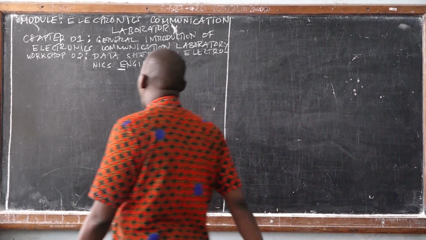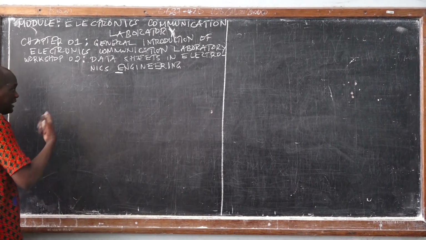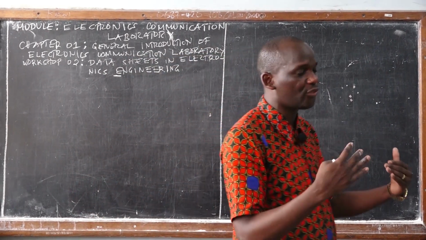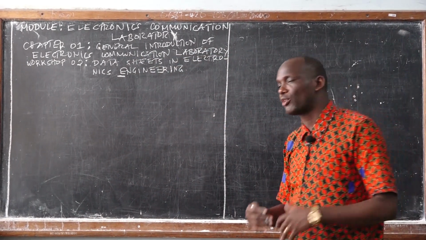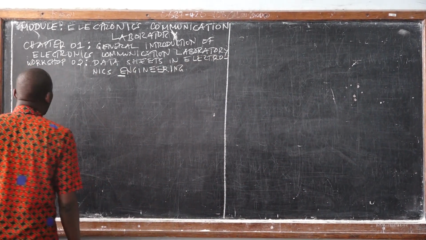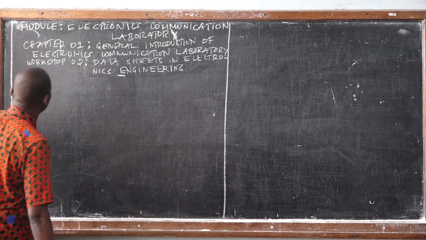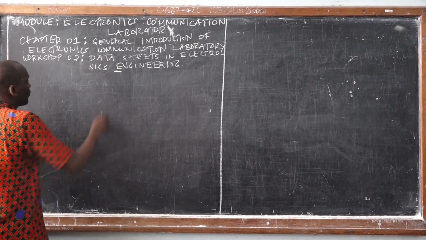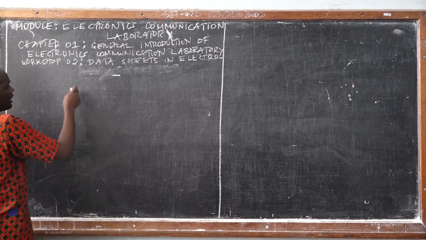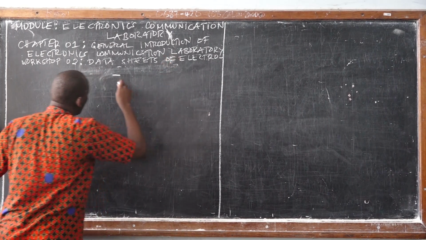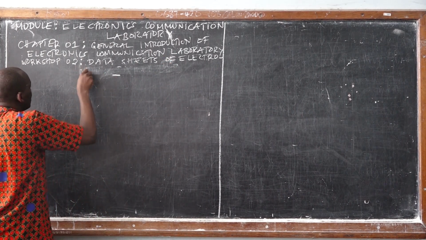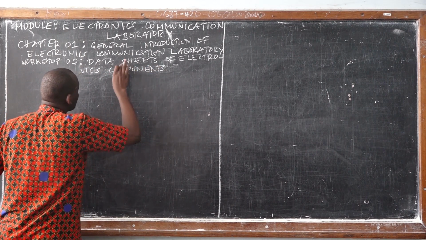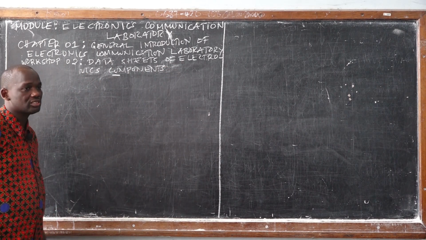Okay, then we are in chapter 1, General Introduction for Electronics Communication Laboratory. This chapter gives you some skills that you need to define and even to interpret different skills and the knowledge that you have to achieve in the Electronics Communication Laboratory. So we are in workshop 2, called the data sheets of electronics components. Say data sheet of electronics components.